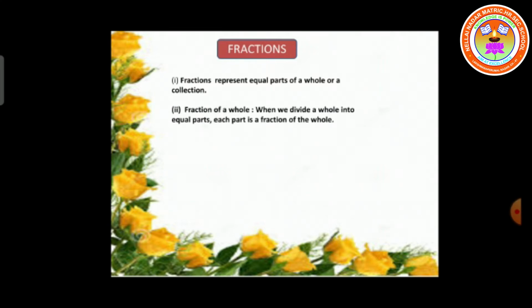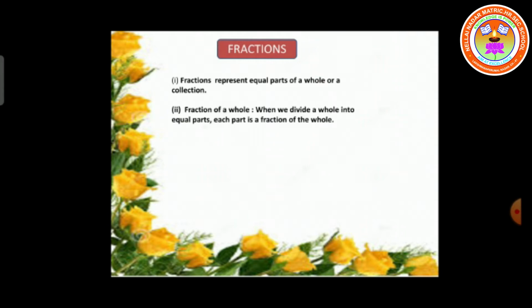Fraction of a whole. What do you mean by it? When we divide a whole thing into equal parts, then each part is a fraction of the whole. Suppose you are having a pizza. Your sister is asking for one piece. So what do you want to do? You have to divide the pizza into equal parts. Then you give one part to your sister. So that one part is called a fraction of a whole.